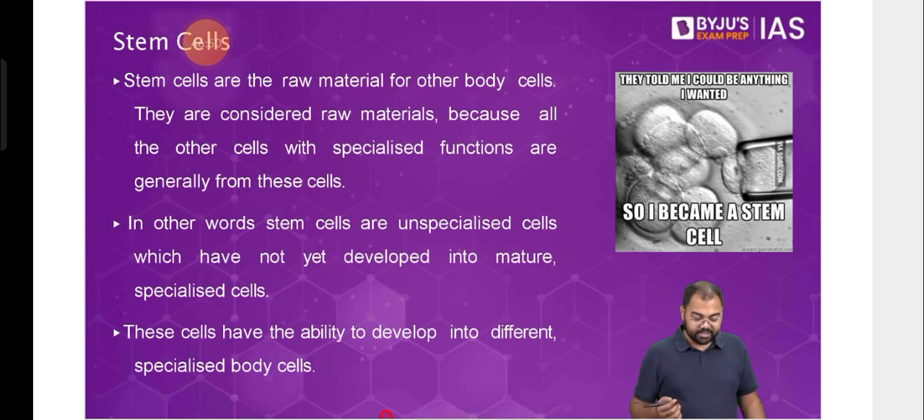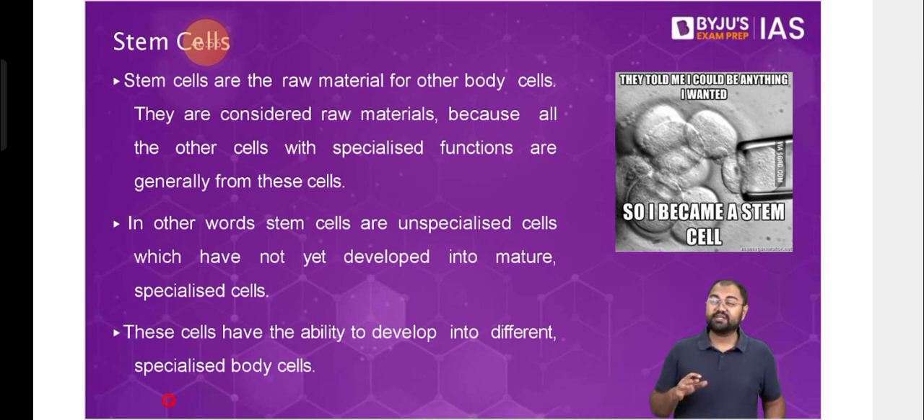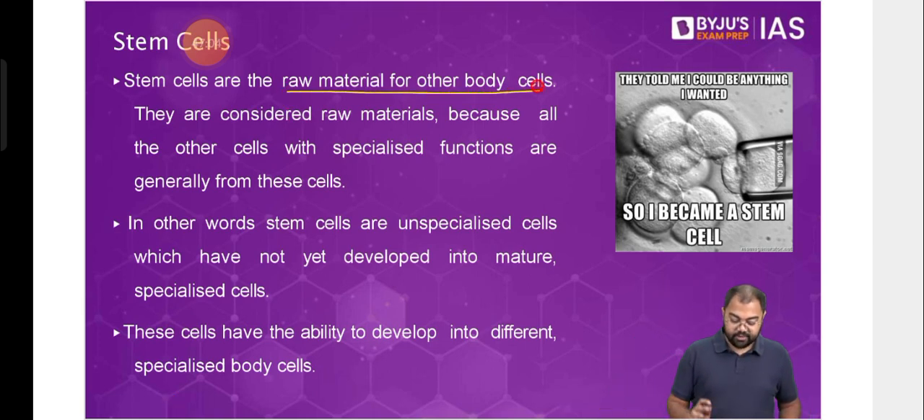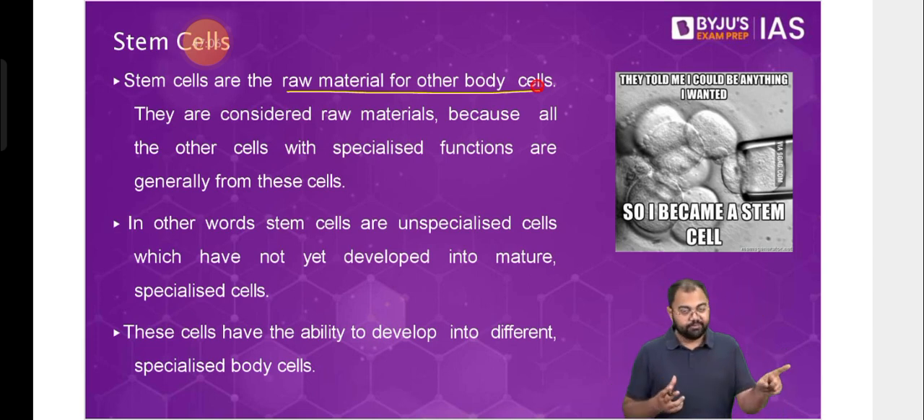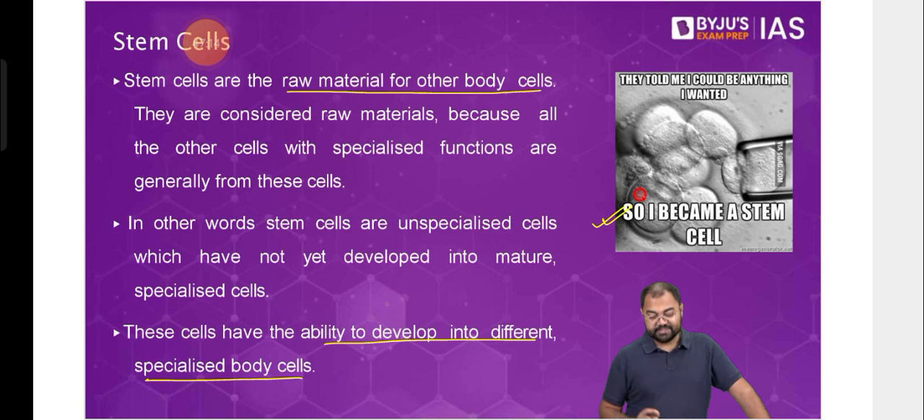All right. So that's why stem cells become so important. That's why we are discussing stem cells so much, and there is so much research going on in the concept of stem cells, because we are trying to understand how many ways we can use stem cells. There are so many ways where stem cells can become useful. Stem cells become the raw material for all the other cells, and all the cells which have their specialized functions would have developed from these stem cells. Overall, they have the ability to develop into different specialized body cells. So stem cells can become anything. They have the quality that they can become all these different types of cells.